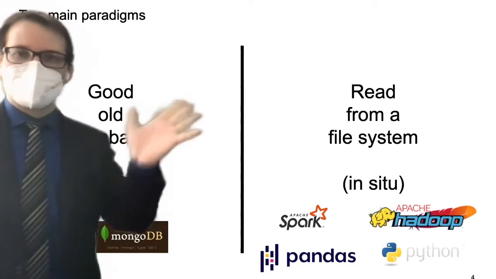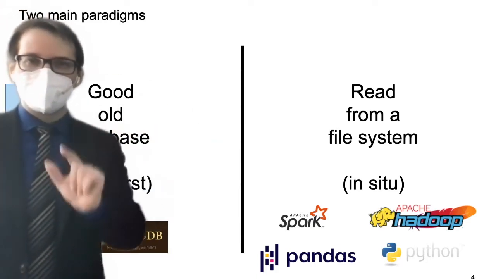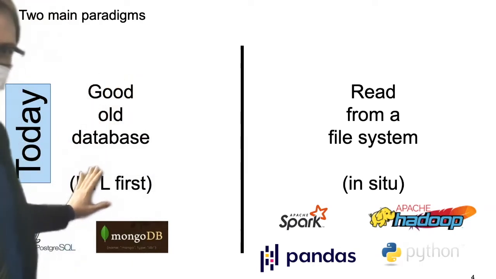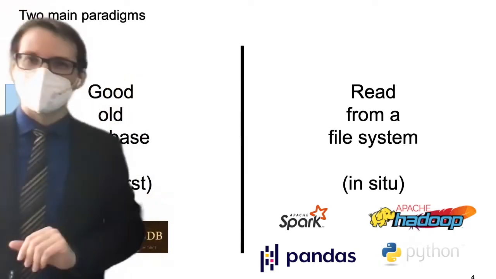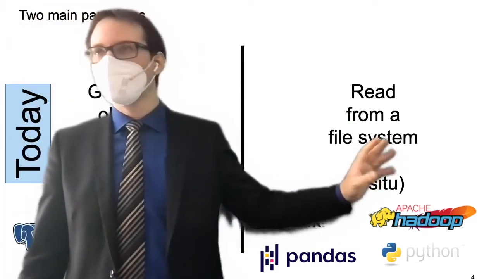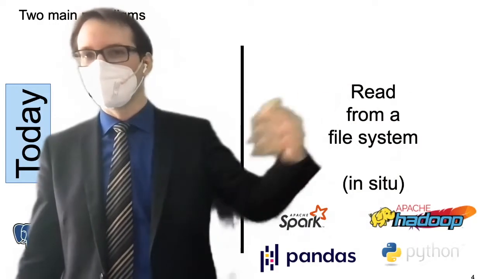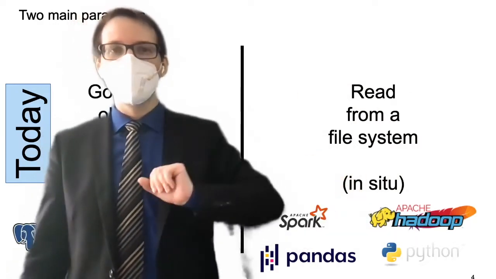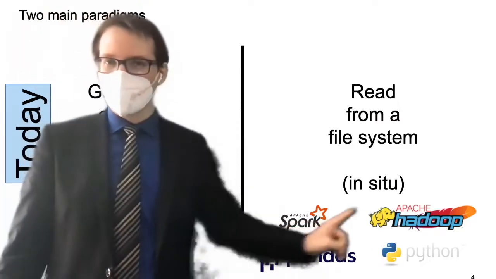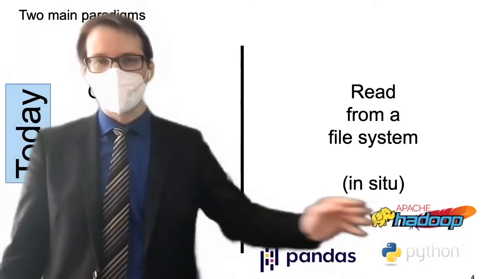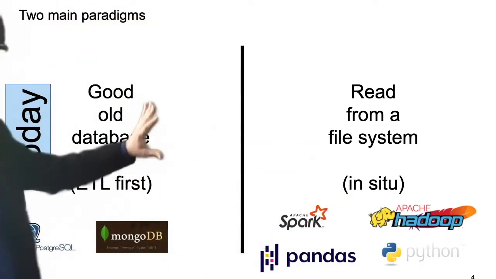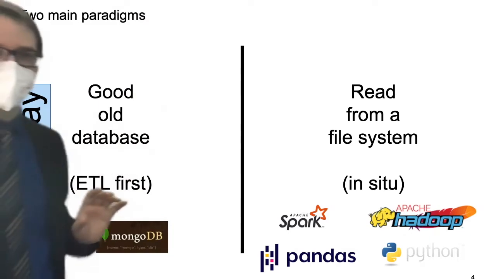And another dimension that is completely different, because it's really independent, is whether you first populate your data with ETL, so you first import your data into the database, or you drop your data on a data lake, S3, HDFS, your local hard drive, and so on, and you just query it from where it is. This is the case with Spark, MapReduce, the Pandas library in Python, and so on. So this is in situ querying versus the good old database way where you first import your data.